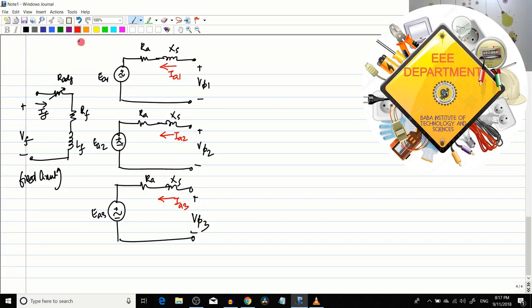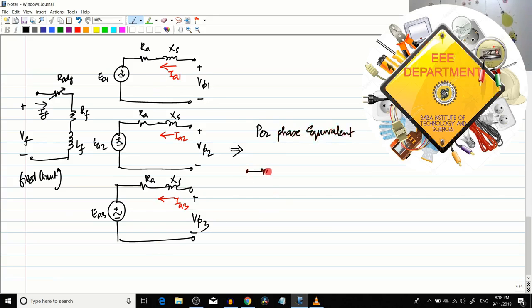Okay, so once you draw all the three phases, if the phases are exactly balanced with respect to each other, you can draw a per phase equivalent, right? So now we will draw the per phase equivalent. And that is what we will use for all our calculations, assuming all the phases are balanced.